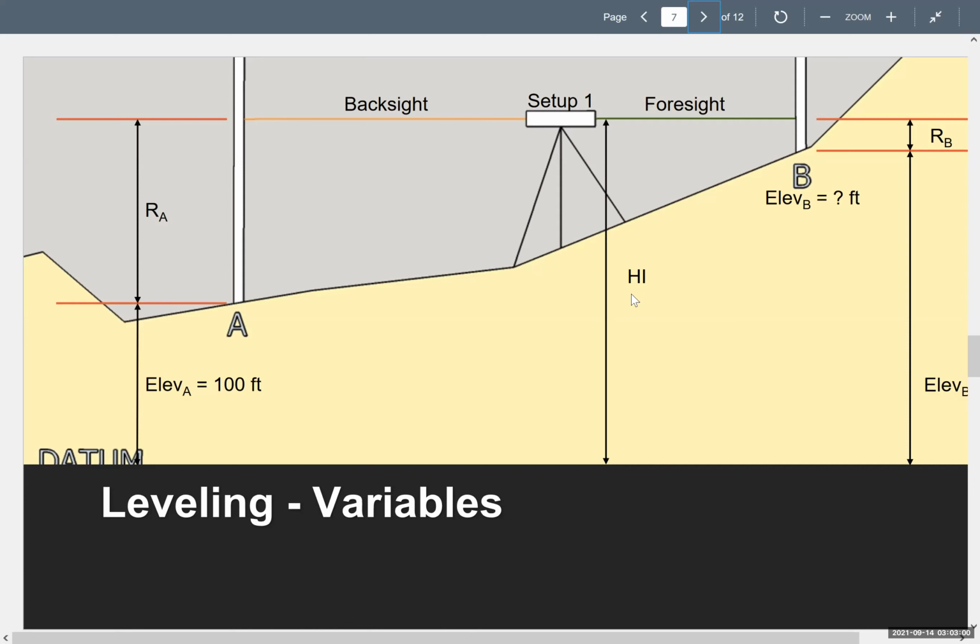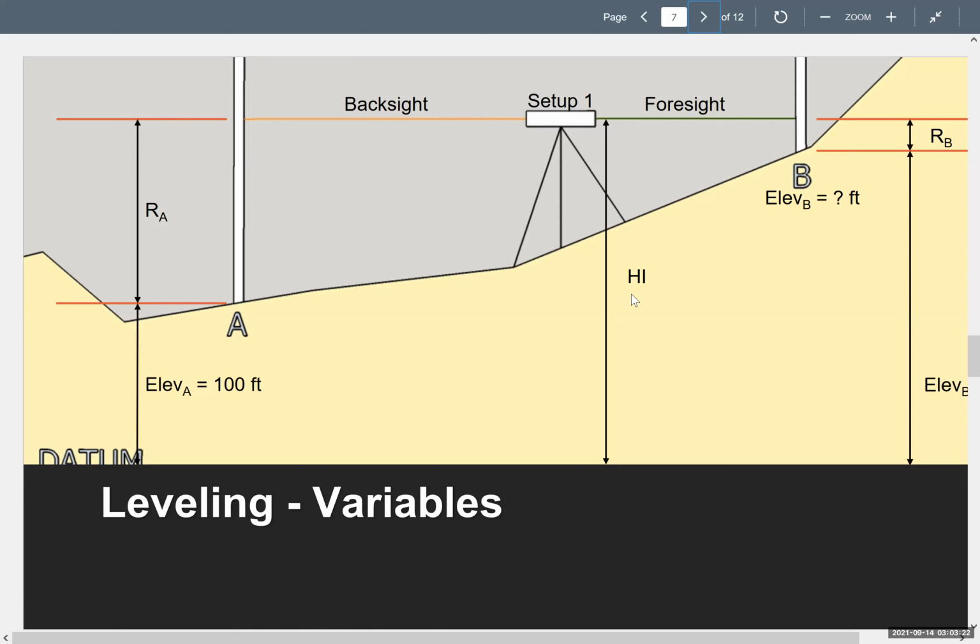Okay, so we know the elevation of A. We take a rod reading, the backsight. We add the elevation of A to the backsight to get the height of instrument. And then what's the next thing? We swing the level. We take the foresight. And how are we going to get the elevation of B? Because that's ultimately what I want. What do I do?